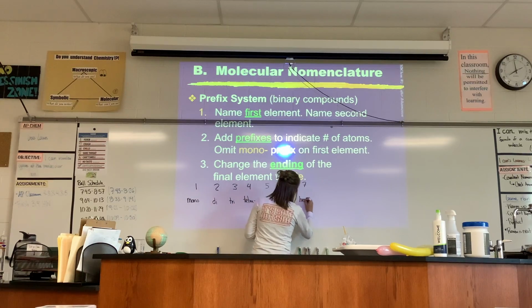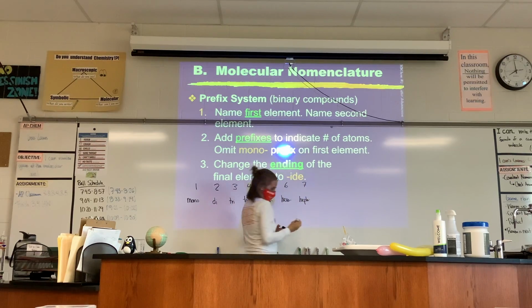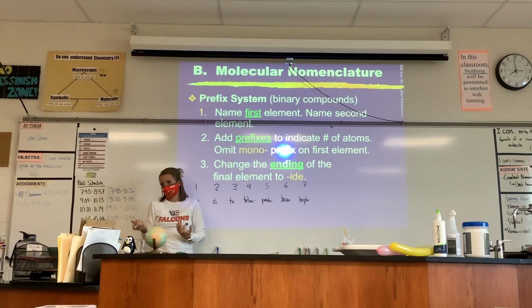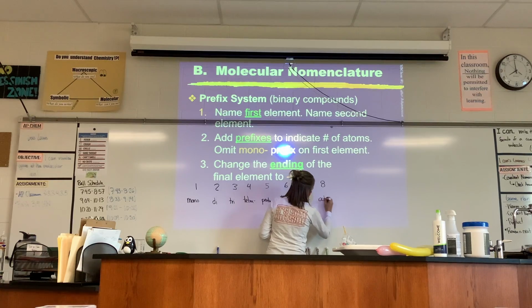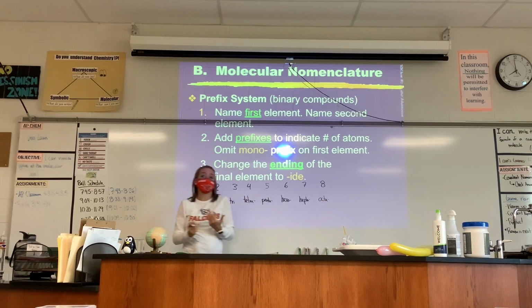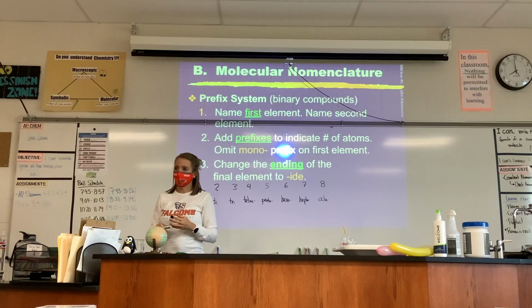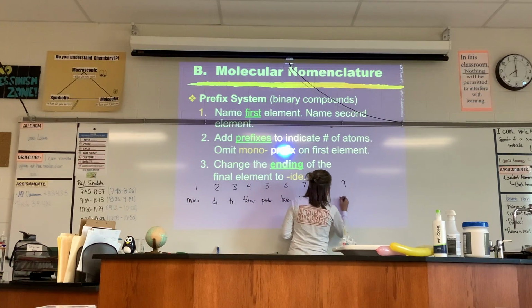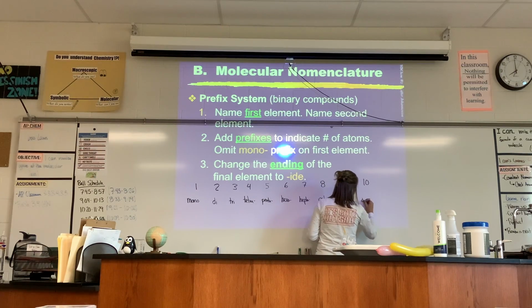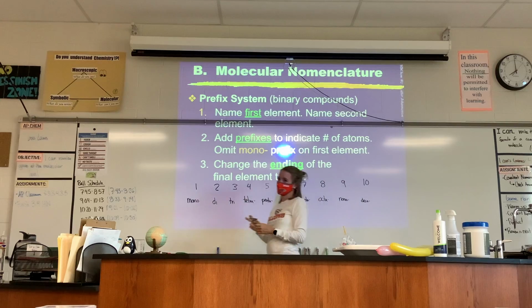7 is hepta. And there is such a thing as a heptagon, no one uses them. It's a 7-sided shape. 8 is octa, like an octagon or an octopus. Right, octa for 8. 9 is nona. And 10 is deca. And that's as high as we're going to go in this class.